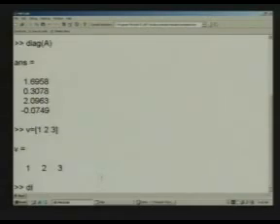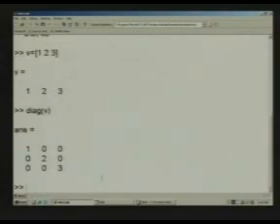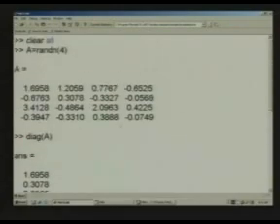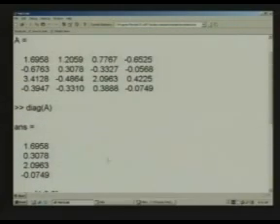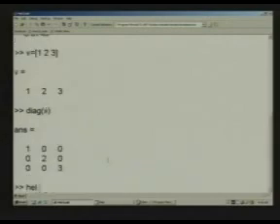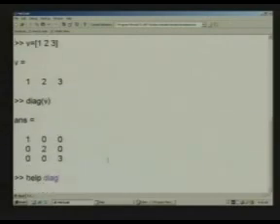I want to construct a diagonal matrix using these elements. So I will just write diag. The diag function can make a diagonal matrix from a vector, so the diagonals will be equal to the elements of the vector, and it can also extract the diagonals of A. It can also extract the off diagonals. If you write help diag, you will find what other things you can do with diagonals.